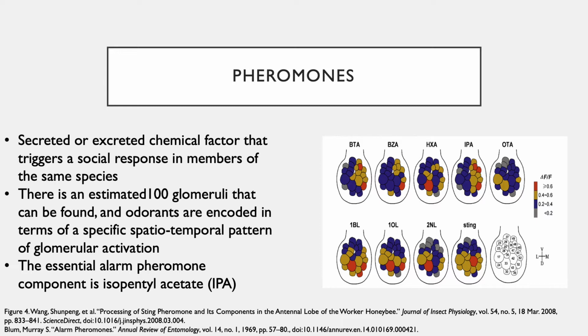The pheromone that elicits the most stinging activity from the honeybees, more than any of the other defensive pheromones, is isopentyl acetate, also known as IPA. It acts as a target marking pheromone, guiding other defenders to the sting site.